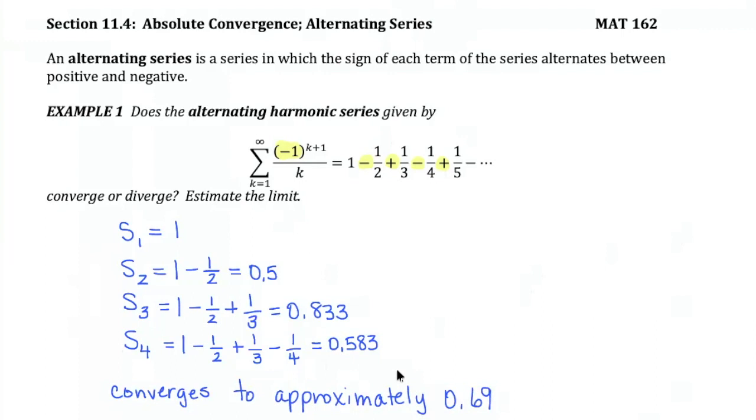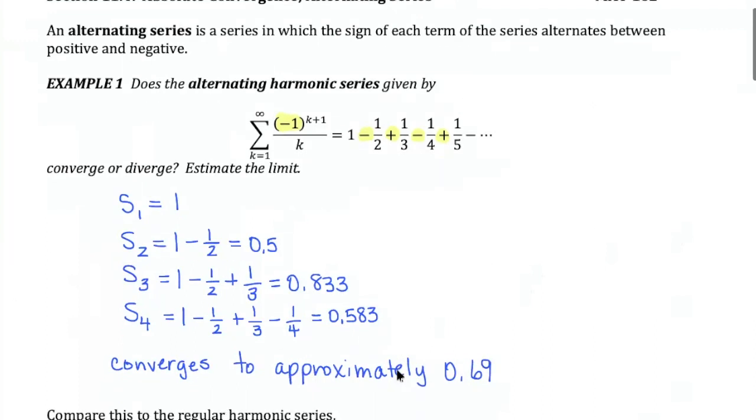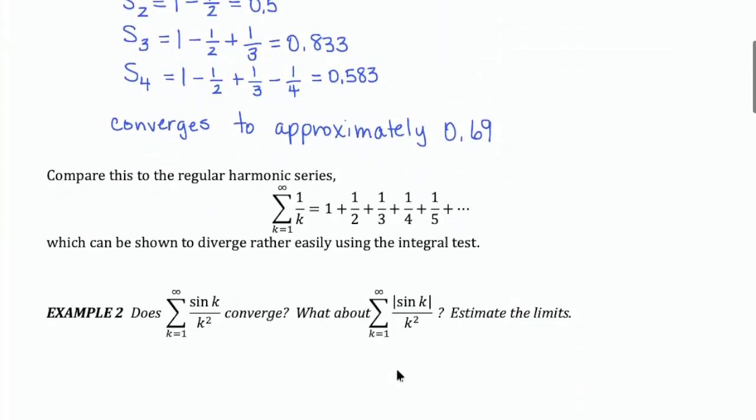But not all alternating series will converge. We can compare it with the regular harmonic series, which is the same as the one above, except now the signs no longer alternate. And this is easily shown to diverge using the integral test. If we just compare that to the improper integral of 1 over x dx, it would be very easy to integrate this integral and show that it diverges.